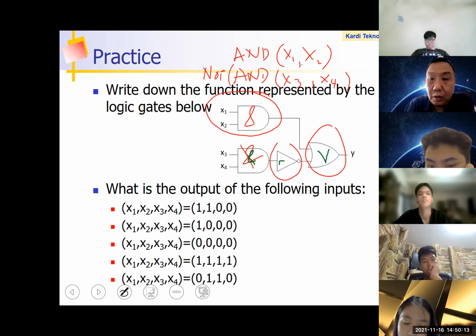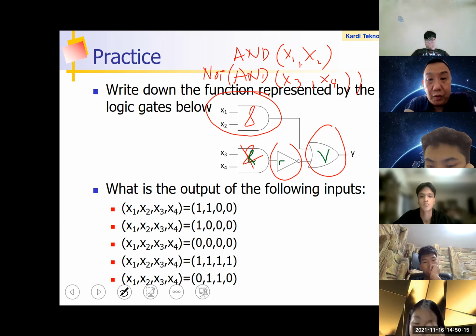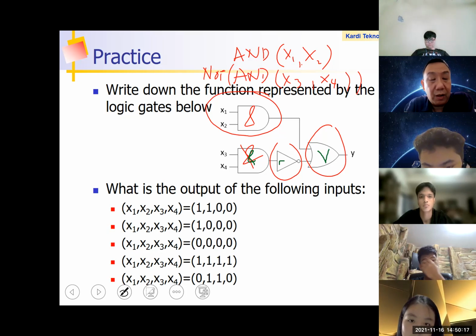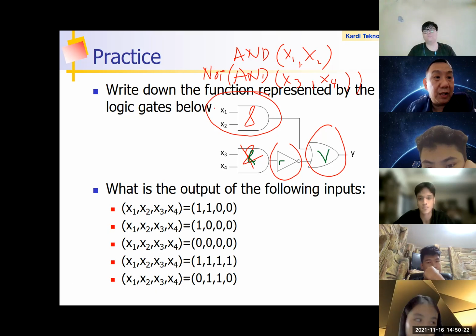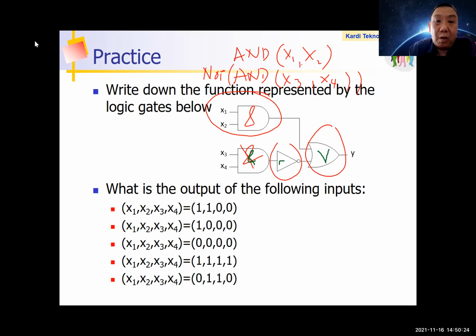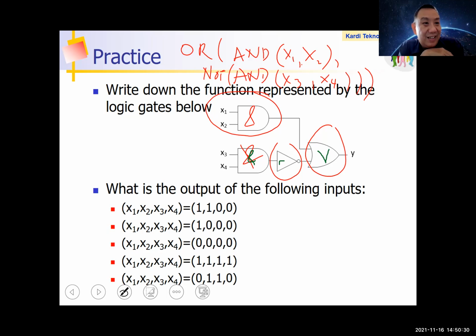So you close it. And then you put it into, what is that? Or, right? So that means you will do or in here, okay? And then you will close this comma and then close one more. Is it clear? If it is clear, now I have x1, x2, x3, x4.